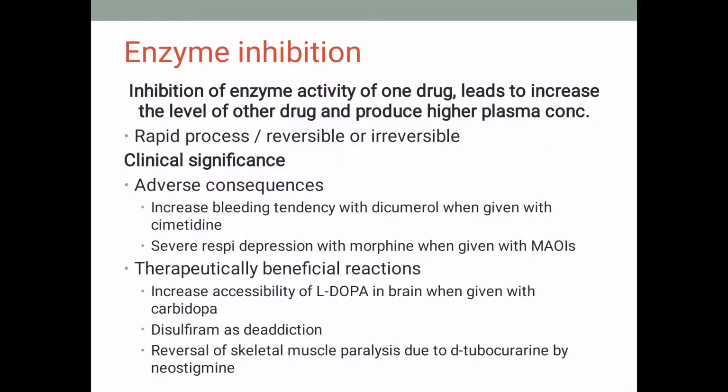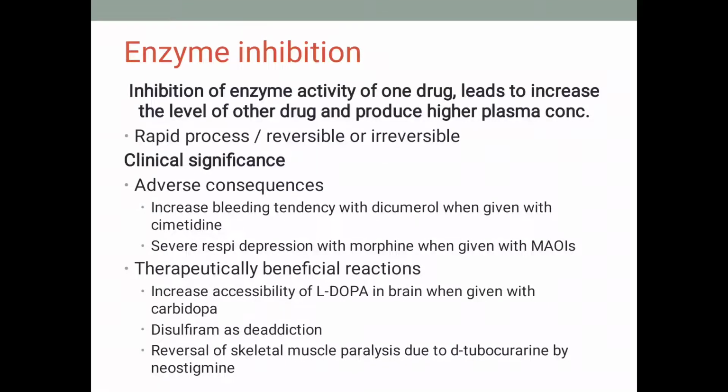Now enzyme inhibition. Okay, so here it is the opposite of enzyme induction. Inhibition of the enzyme activity of one drug leads to an increase in the level of another drug and produces a higher plasma concentration level. Means one drug inhibits the enzyme metabolism. So one drug inhibits the metabolism of other drugs. So the plasma concentration of the other drug is going to increase. Exact opposite of induction. Enzyme inhibition means one drug inhibits the enzyme, so it inhibits the metabolism of other drugs. So the other drug's level in the blood or plasma is going to increase.